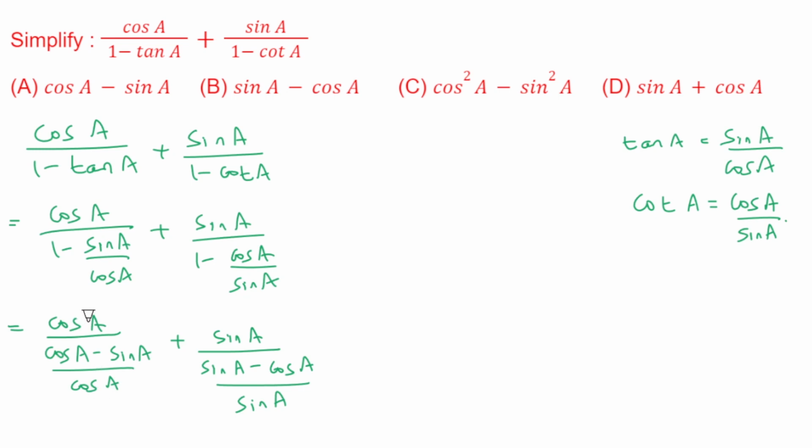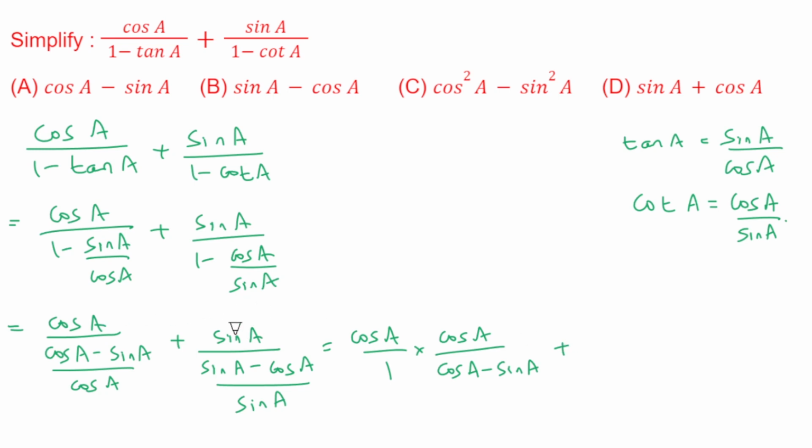What should we do now? Let's see the question. Cos A over 1 minus tan A. The cos A in the numerator is the same as here, so the numerator doesn't change. 1 minus tan A is the denominator, and here we transform the denominator as cos A minus sin A by cos A. So the numerator is cos A by 1, and the reciprocal of the denominator, cos A minus sin A by cos A, is cos A over cos A minus sin A.